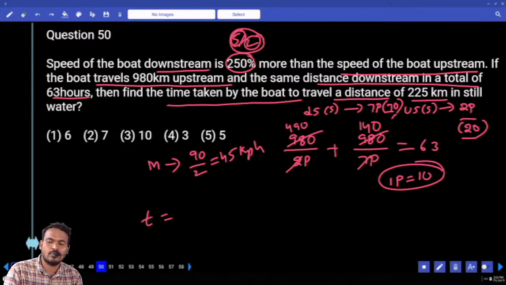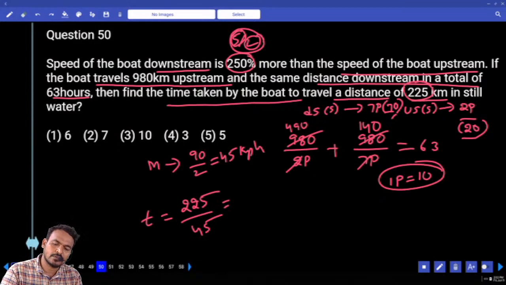And what is the question here? Time taken by the boat to travel a distance of 225 kilometers in still water. Still water means the speed of the stream is 0, so we take only the m value. 225 by what is the m value? 45. 225 by 45, how many hours? 5 hours.